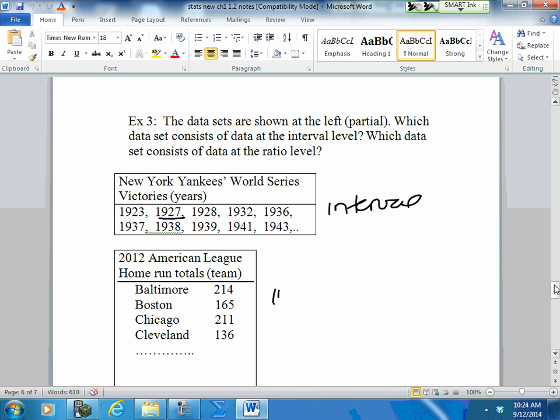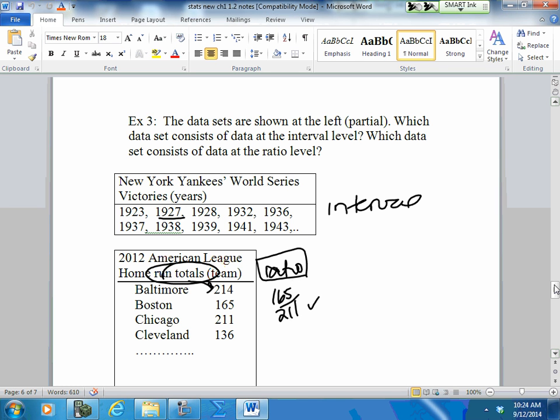If you made a ratio 165 to 211, you could make a ratio, right? But be careful. I'm looking at the home run totals. This is what they want me to look at. Nominal. Interval? Ratio. Oh, I can make a ratio. That is what I'm saying. We can make a ratio.